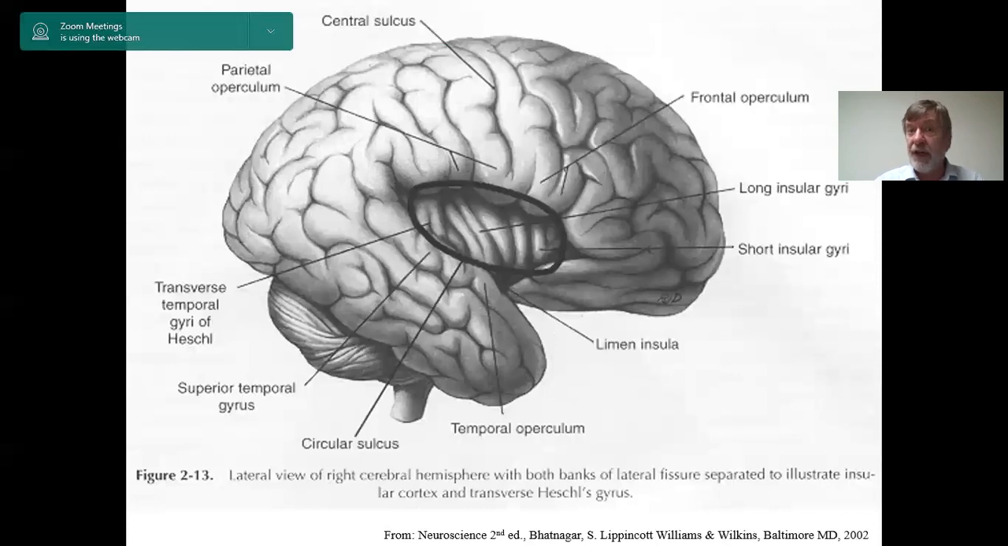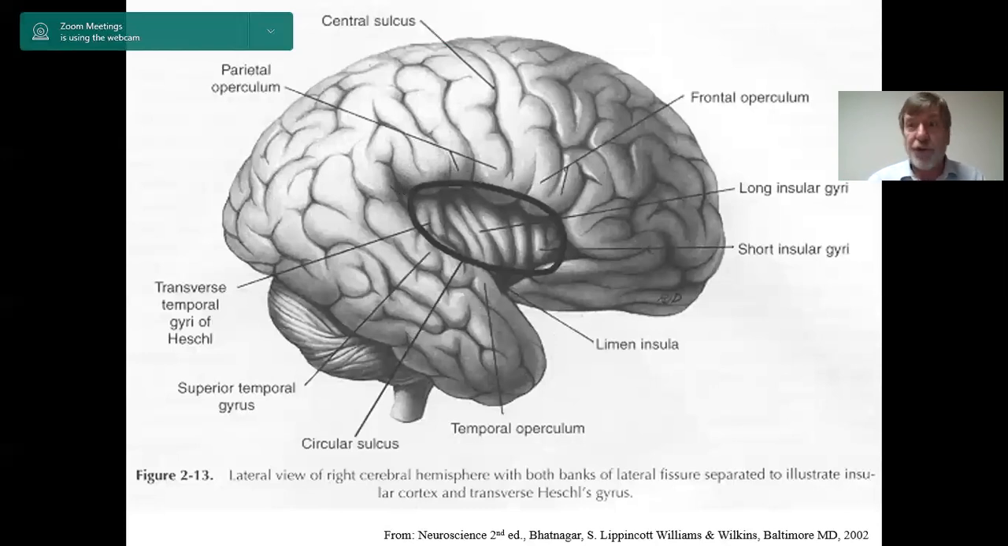W-E-R-N-I-C-K-E apostrophe S. Wernicke's area. And that represents more the understanding of language. So Broca's area kind of represents the production of language. Wernicke's represents the understanding of language.